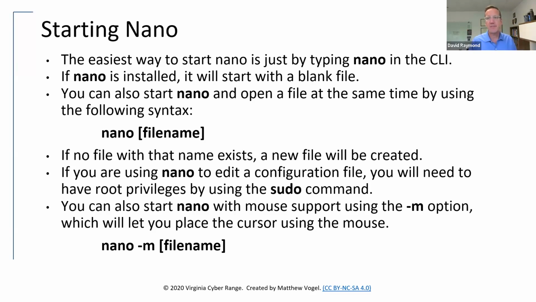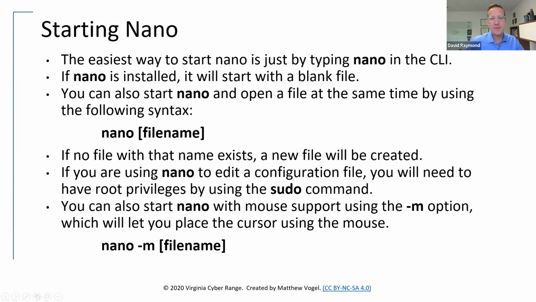You can also start Nano and open a file by using nano with the name of the file, right? That's similar to many other command line utilities. You use the name of the tool that you're using, and then a file name that you're going to interact with, and you open the file that way. If no file with that name exists, then a new file is going to be created. So you can actually create a file using Nano. When you save what you've entered, then that new file will contain whatever you put in there.